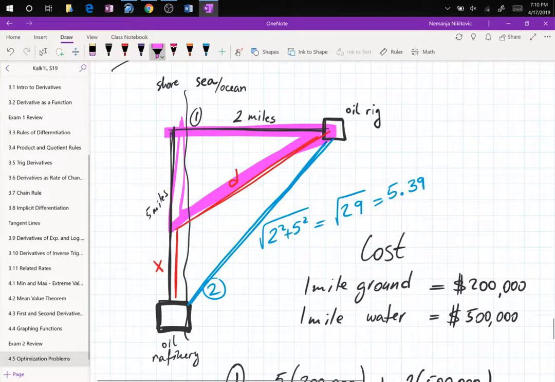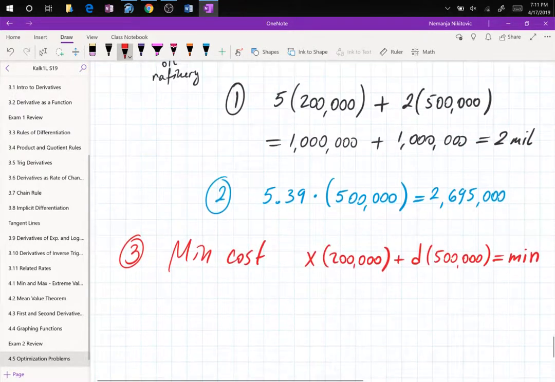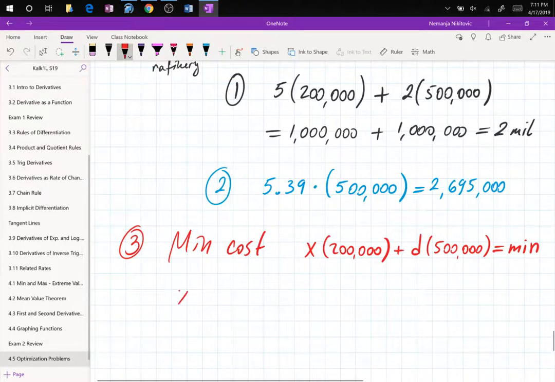Now, what are the players? Well, 2 miles is a player, and what's over here on this side? 5 minus x, that's where it kicks in. 5 minus x, let me do the red. 5 minus x is the distance in there. And now I have 3 sides of a triangle, and 2 sides have x and a d. So we're good to go with our constraint equation, where 5 minus x squared plus 2 squared is d squared.